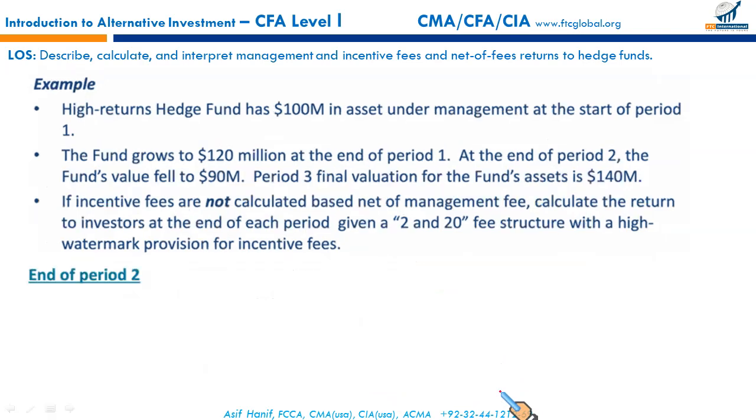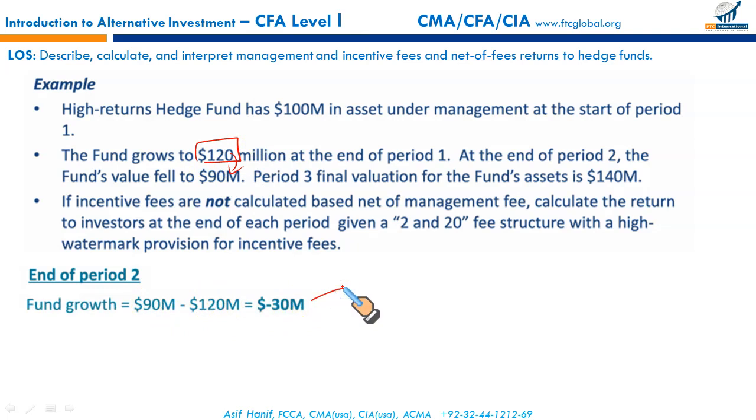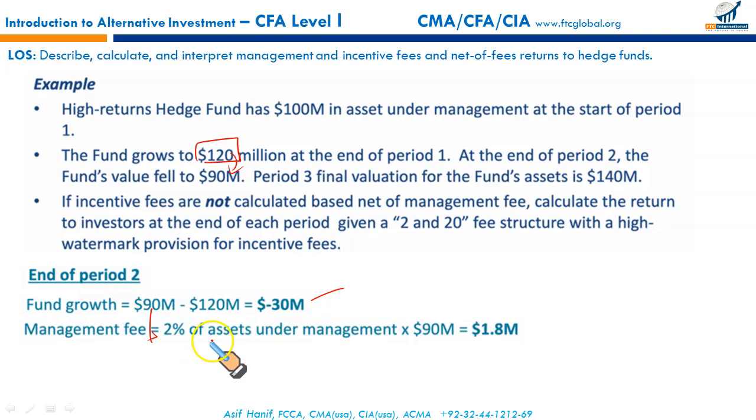What happened in the second year? The fund fell from 120 to 90. So there has been a negative growth in the fund, that is 120 and 90 is different, that is negative 30 million. Now in this case, what would be the management fee? The management fee is a straightforward 2% of the assets under management at the end of the particular period. So it's going to be 90 million's 2%, that is 1.8 million.